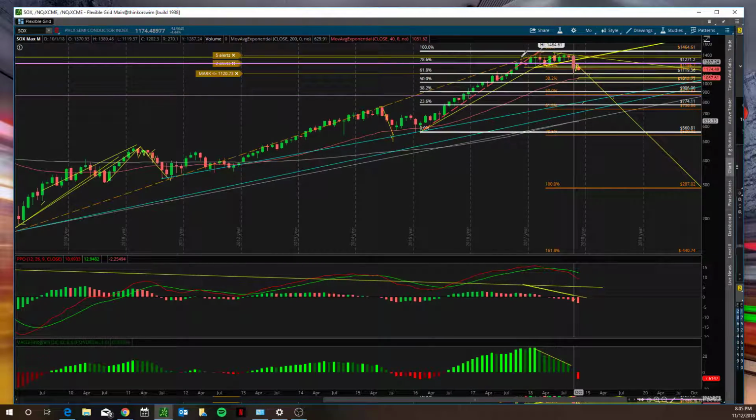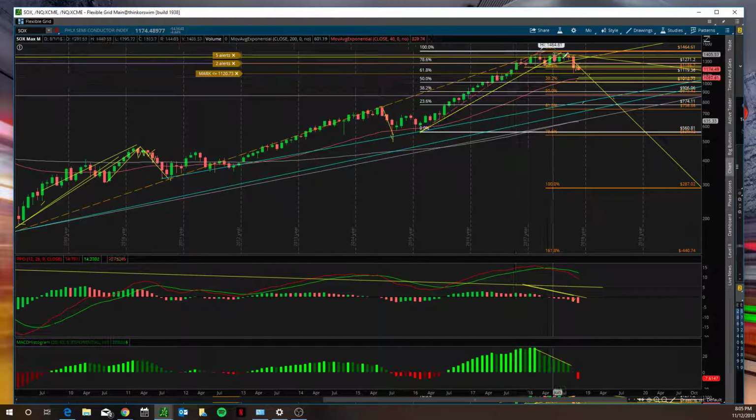And what are we doing now? This is the topping pattern, is what you want to call it. And so basically we had the breakdown right here. This is a huge breakdown on the market. And this is the next target.